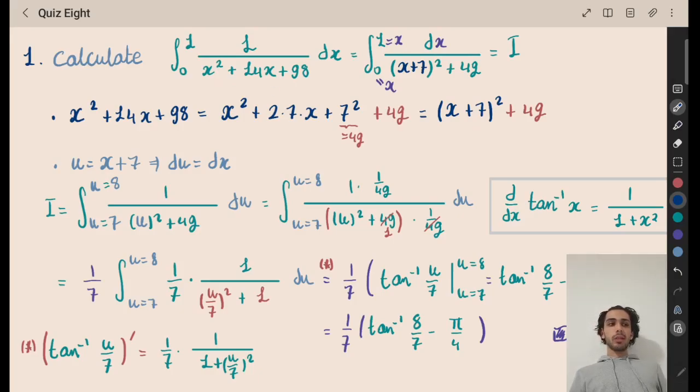So we look at 14x, it's the keyword. 14x is 2 times 7 times x. So it would be nice to have x squared plus 2 times 7 times x plus 7 squared, because then we would write it as this. But then arises the problem of the 49. I write it as this, and it's nice.